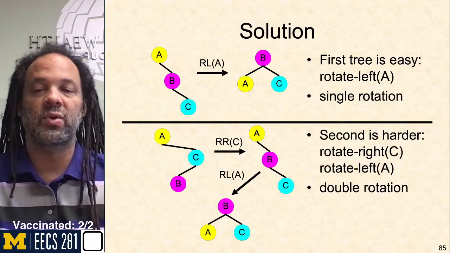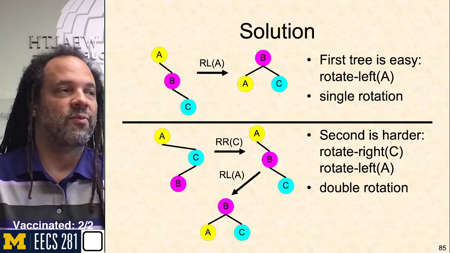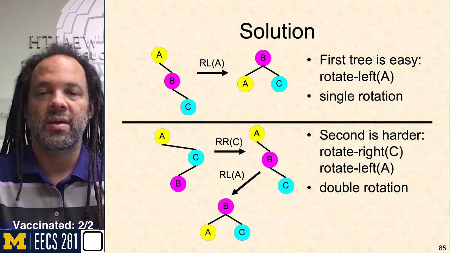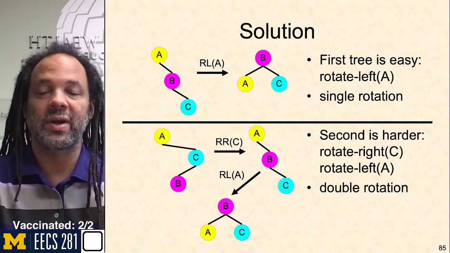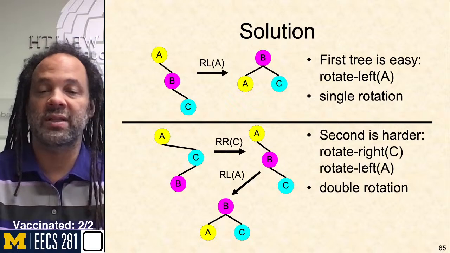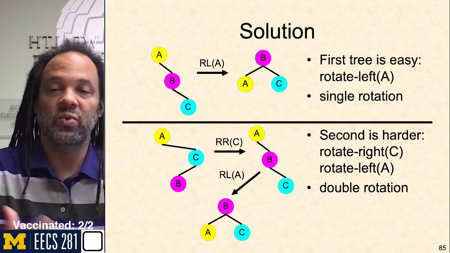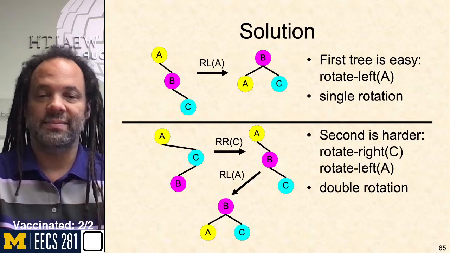So sometimes we have to do a rotation. Sometimes we have to do a double rotation. And before this gets too crazy, a double rotation is what it sounds like. It's 2 rotations. Okay, so if you're ever counting the number of rotations, a double rotation counts as 2 rotations. All right, good enough.